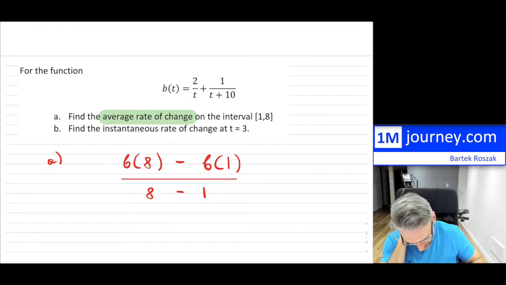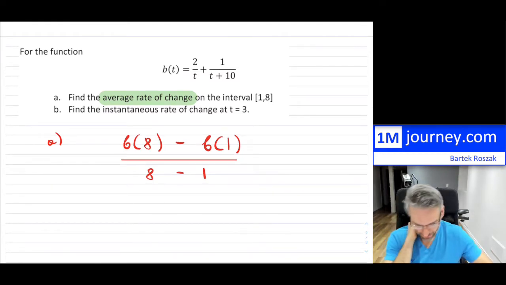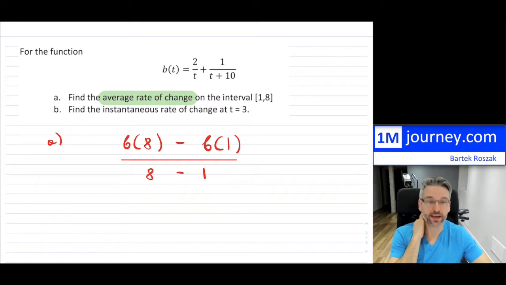Now let's plug this whole thing in. I'm going to plug in the 8, plug in the 1, and then try to simplify it. I'll do it in fast forward fashion for you, and then we're going to see what the answer will be.